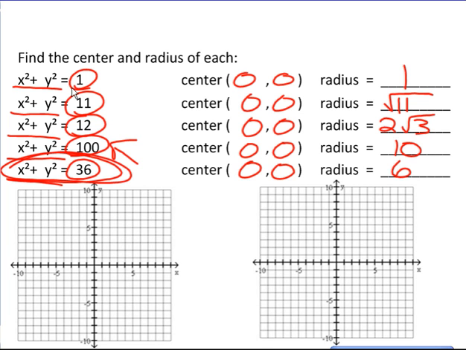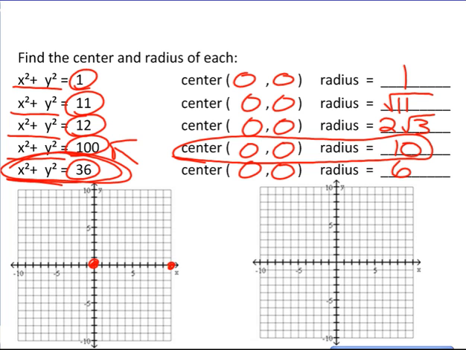So we know the center, so we're doing this one right now. We know the center's at 0, 0. So I'm going to put a point at 0, 0, even though the circle doesn't actually go through there. And the radius is 10, but it's 10 from the center. So if we count out 10 units from the center, that gets me right here at 10.